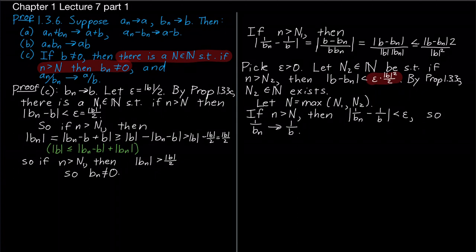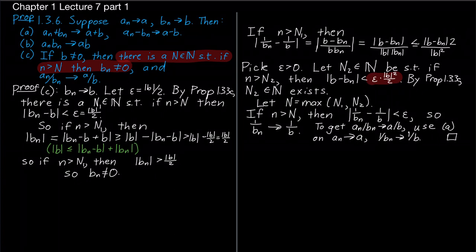And then to get An over Bn converging to A over B, we use part A on the sequence An converging to A and 1 over Bn converging to 1 over B. And that is all there is to that.